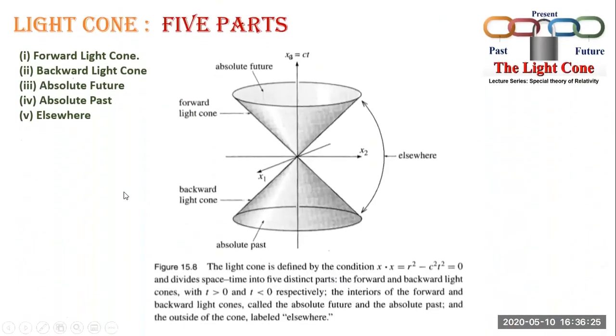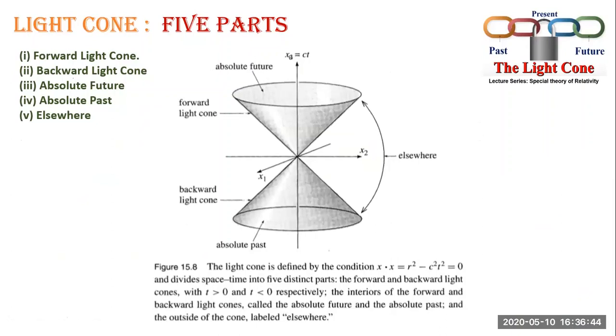Now we are in a position to discuss various parts of the light cone. Light cone is divided into 5 major parts. The upper cone is known as the forward light cone, and the points inside the forward light cone are known as absolute future.